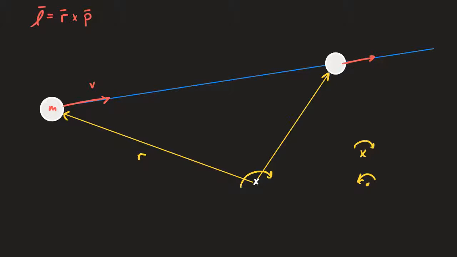So r cross p is how you calculate the angular momentum, which means that the magnitude of the angular momentum is r times p times the sine of the angle between them, where this represents the angle between them.